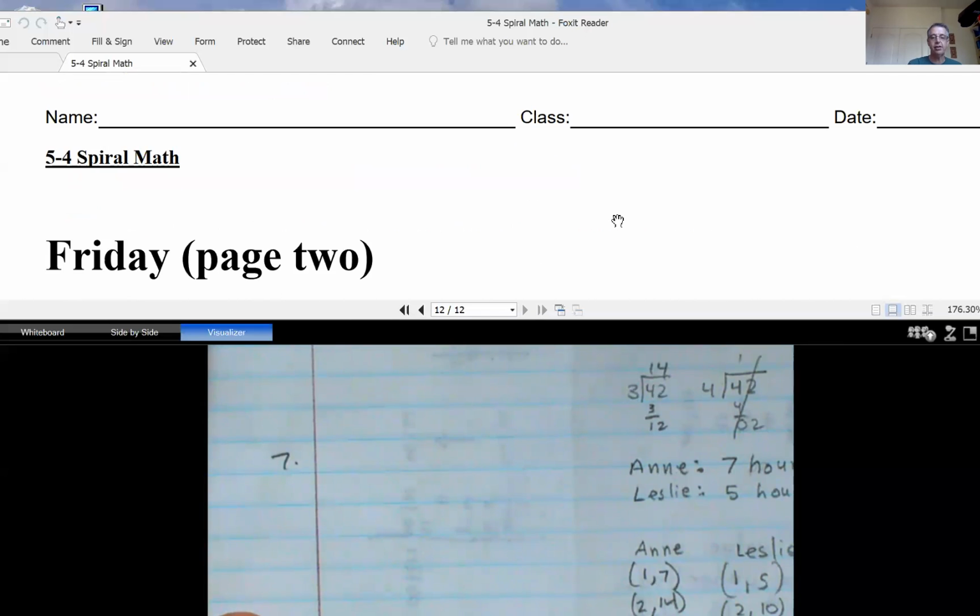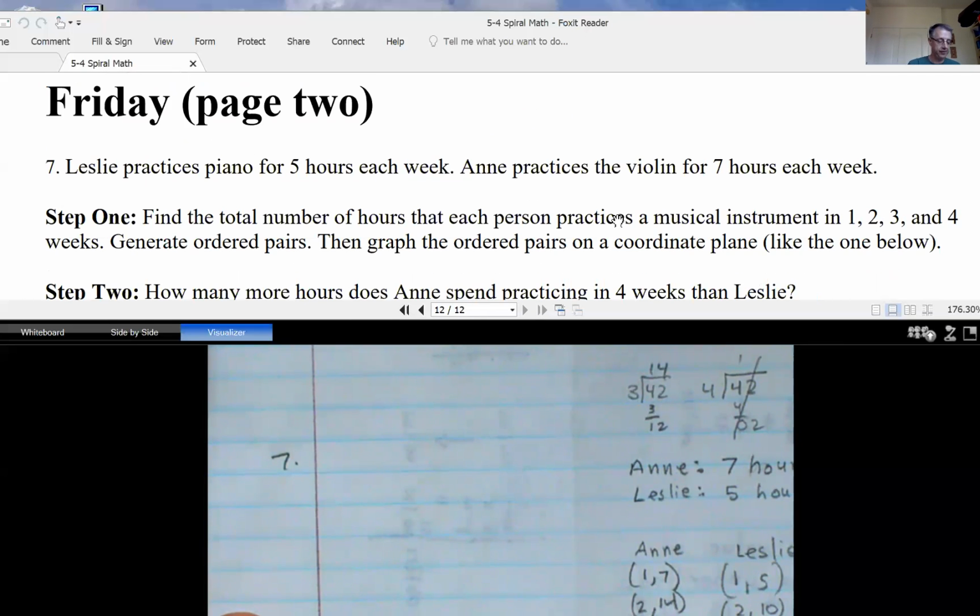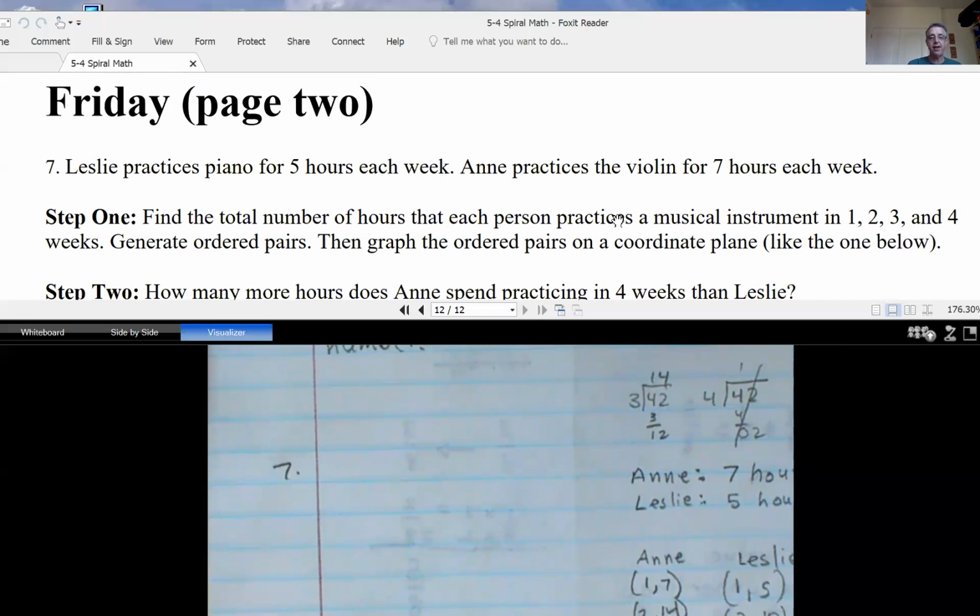Now I'm going to go on down to number 7. Number 7 is a long one. I'm going to go over it really quickly. Leslie practices piano for 5 hours each week, and Anne practices the violin for 7 hours each week. Find the total number of hours that each person practices a musical instrument in 1, 2, 3, and 4 total weeks. Generate ordered pairs. Then graph the ordered pairs on a coordinate plane like the ones below.